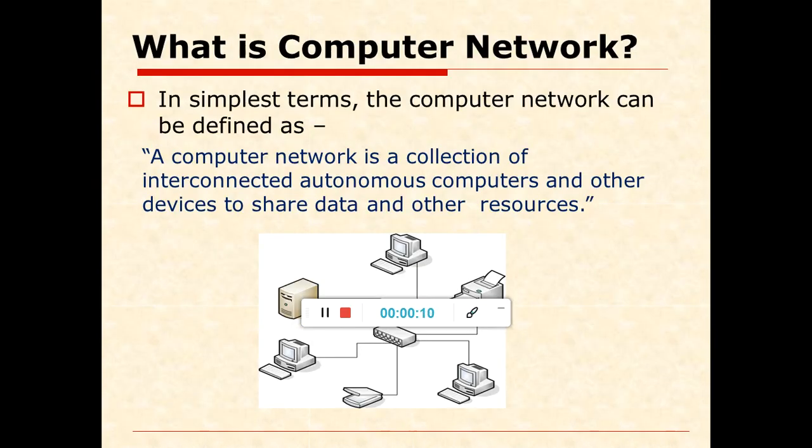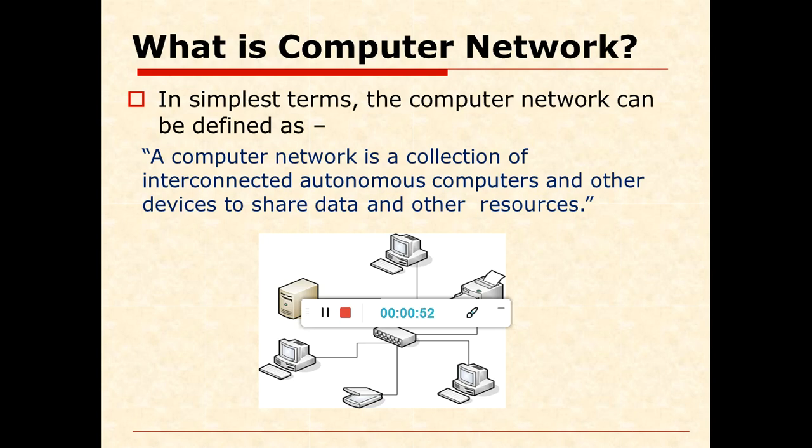So, what are computer networks? It can be defined as a collection of interconnected autonomous computers and other devices to share data and other resources. Collection of means group of. Interconnected means different types. Autonomous computers are individual computers. So, this computer network is used for sharing data from one computer to another computer by connecting one computer to another computer. So, this is the definition.